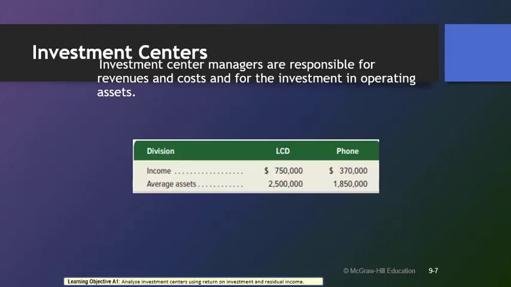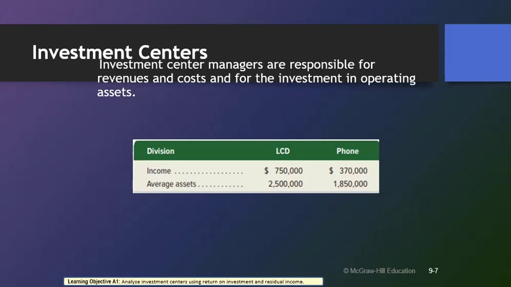Okay. Again, an investment center manager is responsible for revenues and cost and has the decision-making authority to make some investment decisions for their segment or division of the business. So here we're going to look at a quick example of how we can calculate some key indicators for multiple divisions.